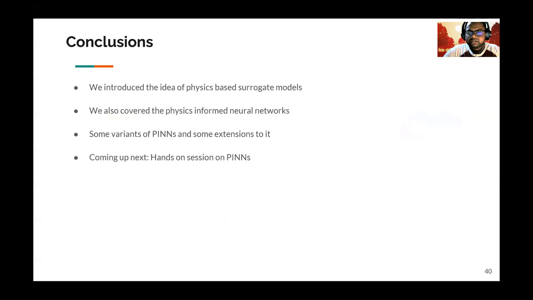So in terms of concluding remarks, we introduced the idea of physics-based surrogate models, and we also covered what physics-informed neural networks are and some variants of PINNs and some other extensions to it. Coming up next, in the next session, we cover a hands-on session on physics-informed neural networks. How do you train them? How do you code physics-informed neural networks for a particular application, and so on.